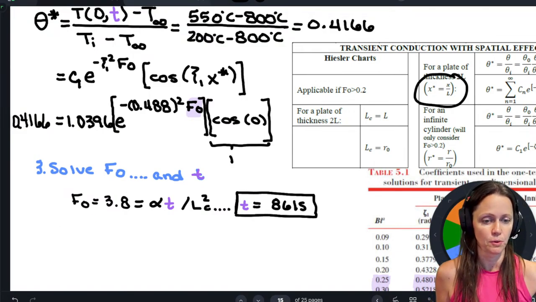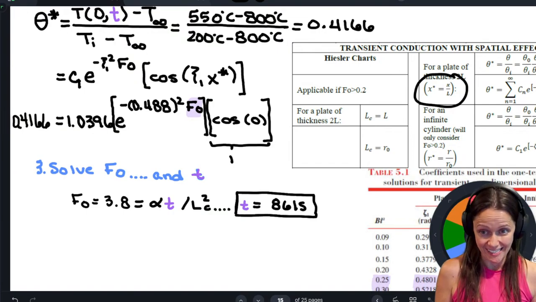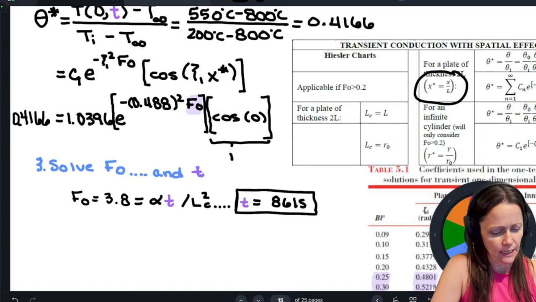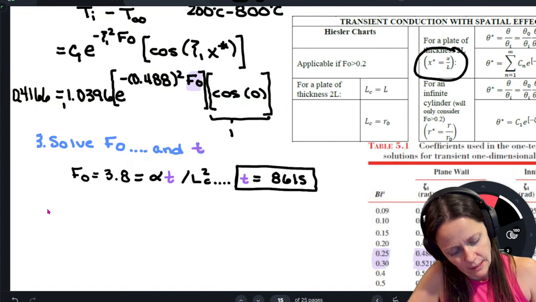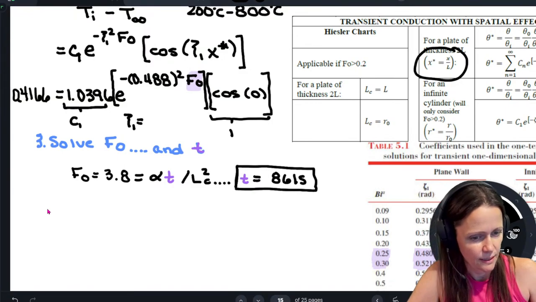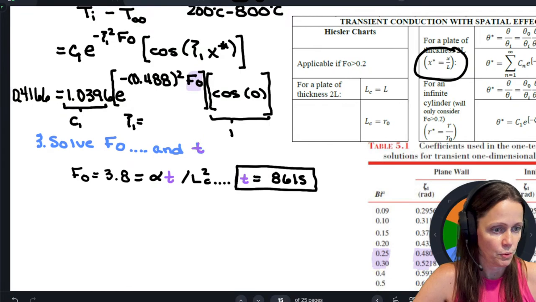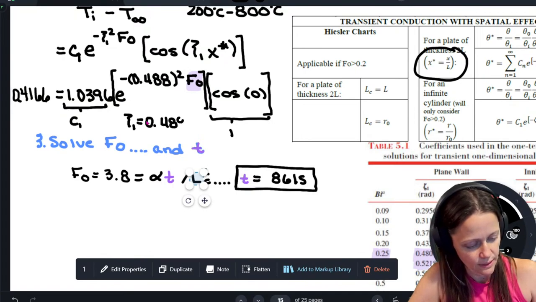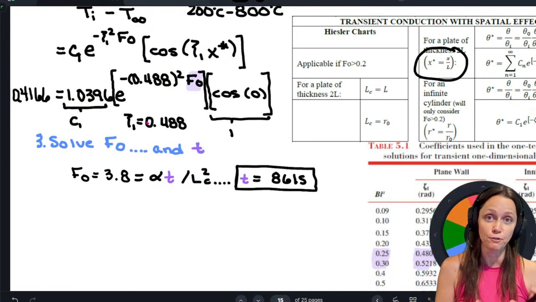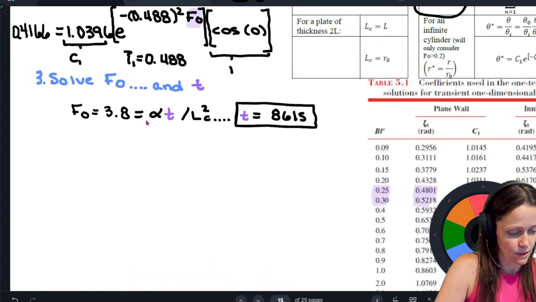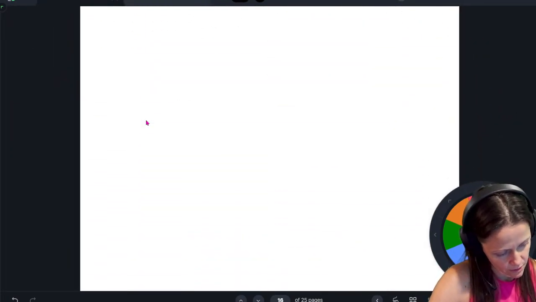So move on to the next one. Oh, not yet. We're going to solve it using those Heisler charts. Yes, I did interpolate for zeta. I didn't end up actually needing it. But this was my C1 and then my zeta, 0.488. Oh, I did need it, I'm just kidding. Didn't need it, at least not for the cosine portion. Okay, so let's go on to using those Heisler charts.